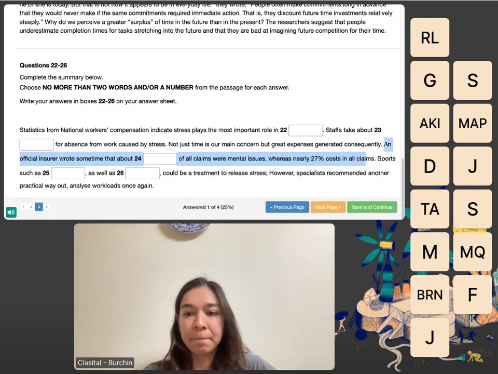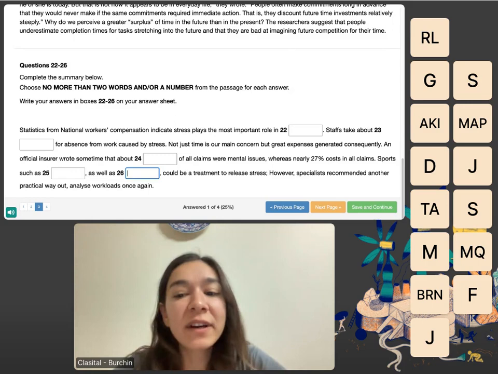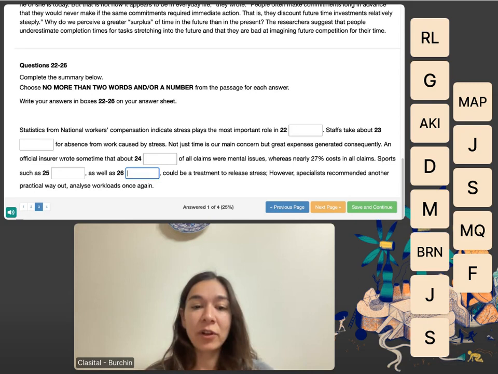Sports such as, woohoo, easy. Sports such as something could be a treatment to release stress. However, specialists recommended another practical way out. Analyze workloads once again. Nice. I think it will be easy, but we will see.